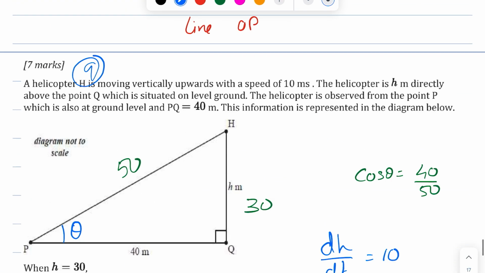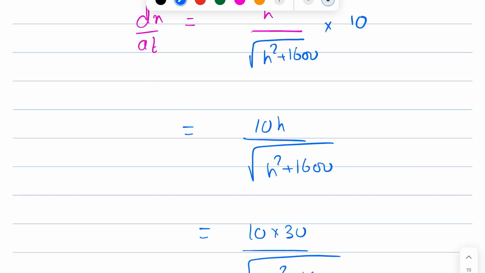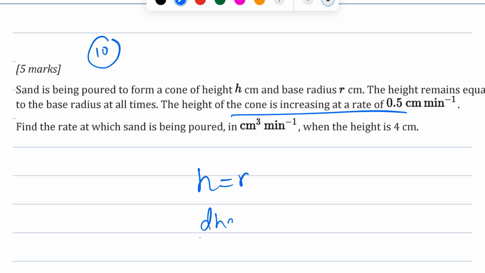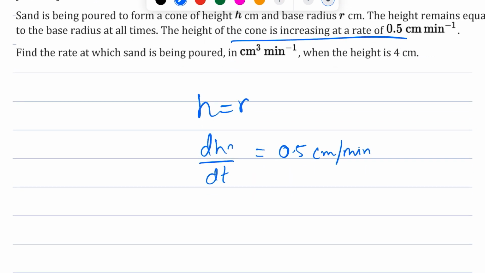That was question number 9. And the last question for this video will be question number 10. Sand is being poured in the form of a cone of height h and base radius r. The height remains equal to the base radius, so h equals r. The height of the cone is increasing at a rate of dh upon dt equals 0.5 centimeters per minute. Find the rate at which the sand is being poured, so dV by dt equals question mark.